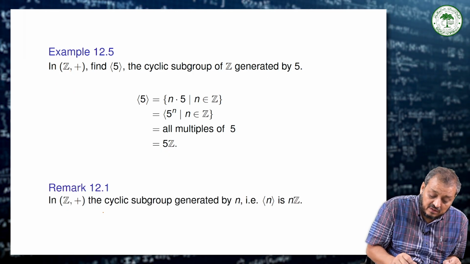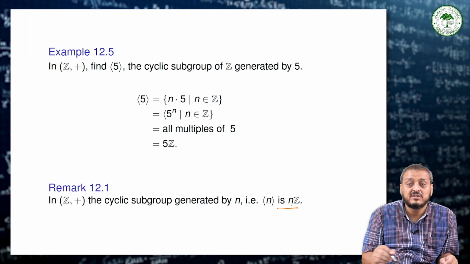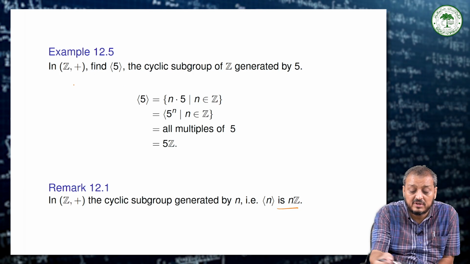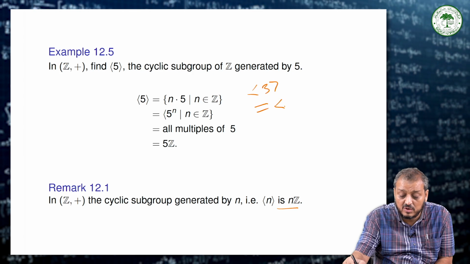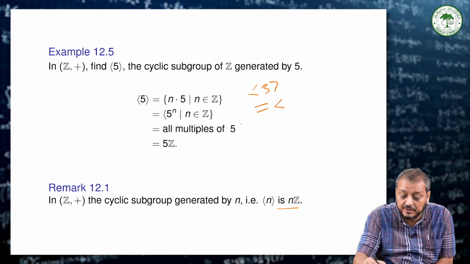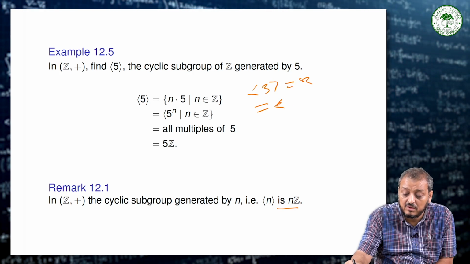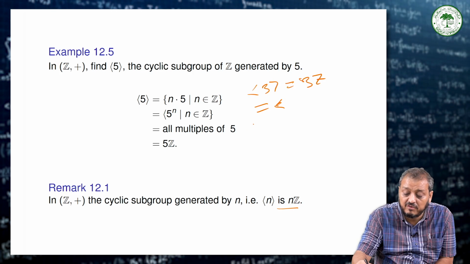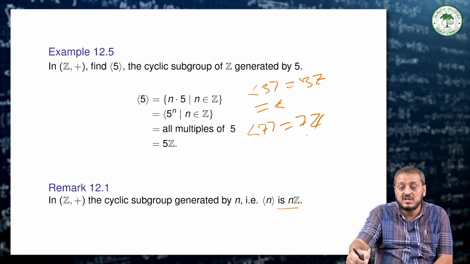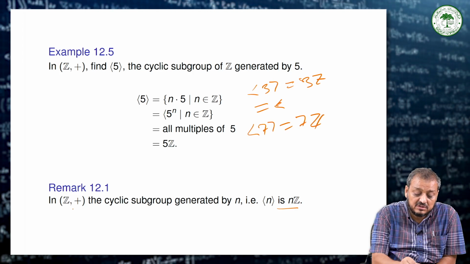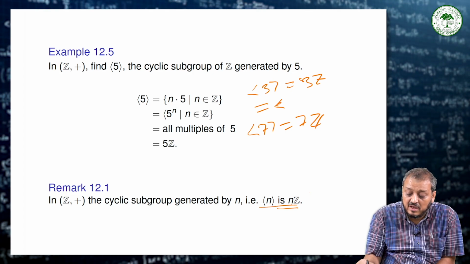In Z under addition, the cyclic subgroup generated by n, in general, is nZ. We can find the subgroup generated by, for example, 3: it has all multiples of 3, which we write as 3Z, and similarly the subgroup generated by 7 is 7Z. So in general, if we have Z under addition, the cyclic subgroup generated by n is clearly equal to nZ.